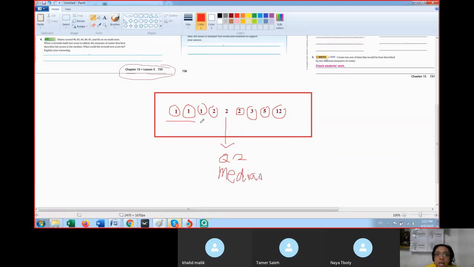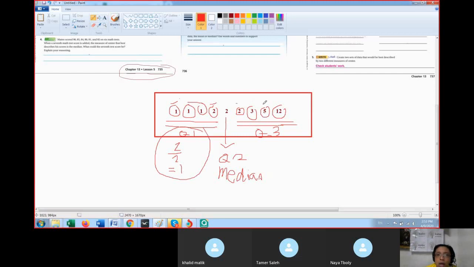Now, this set is your quartiles. Quartile 1. This one, the upper quartile, quartile 3. Now, count. 1, 1, 2, 2. There are 2. So, 1 plus 1, 2 divided by 2 is equal to 1. So, that would be your quartile 1.